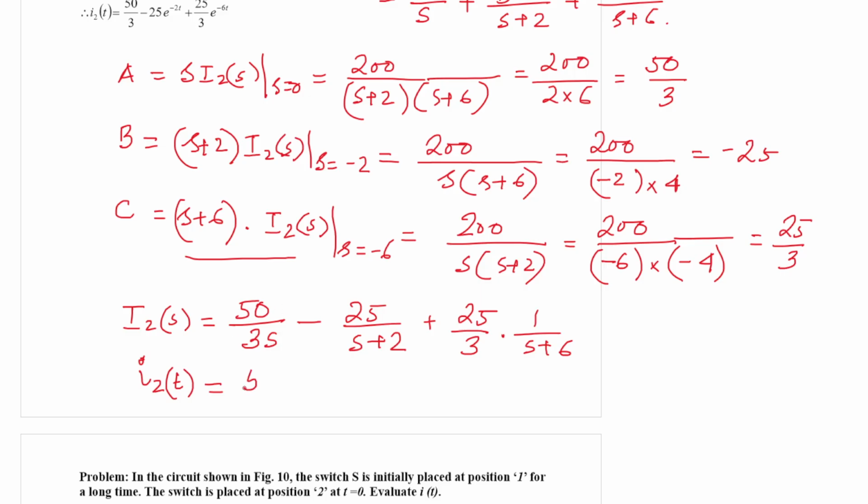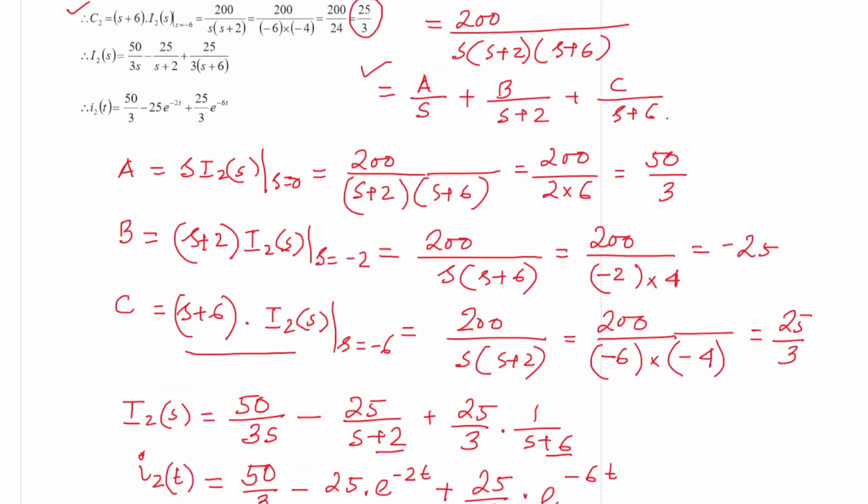So the first will become 50 by 3, simple. The second will become minus 25 into e to the power minus 2t, because it is shifted by 2 units in the Laplace domain. And lastly we have 25 by 3 into e to the power minus 6t, because it is shifted by an amount of 6 units in the Laplace domain, so it must be multiplied in the time domain. So we have I(t) as solved. It is just the same as what we have just obtained.